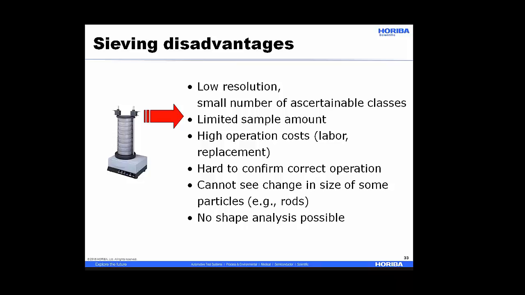You're going to need to spend money to replace the sieves and monitor their condition, because it's hard to confirm correct sieving operation. For some size parameters, you really can't see what has changed in your material. And so, for example, if you're worried about doublets and you have spherical particles, which looks like the easiest problem in the world, sieving is not going to do the job. I was just at a customer a couple weeks ago where they were looking for the doublets and realized that they went right through the sieve and had to use image analysis. And there was no shape analysis possible.